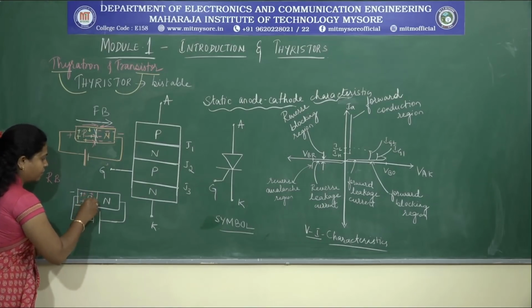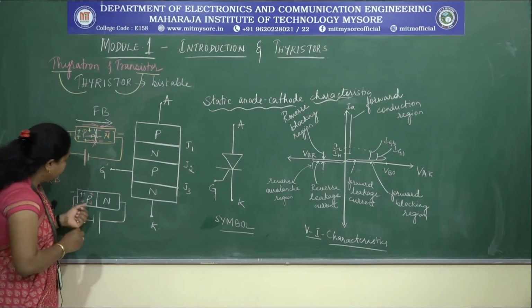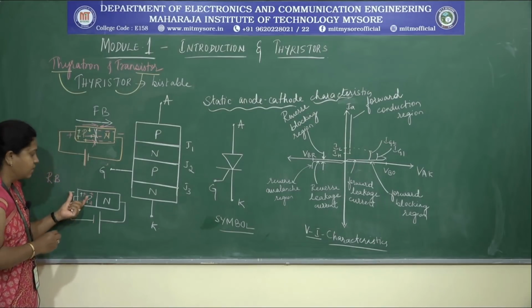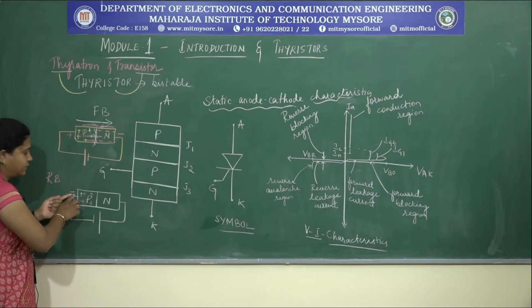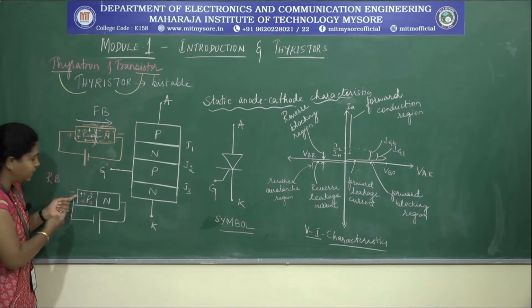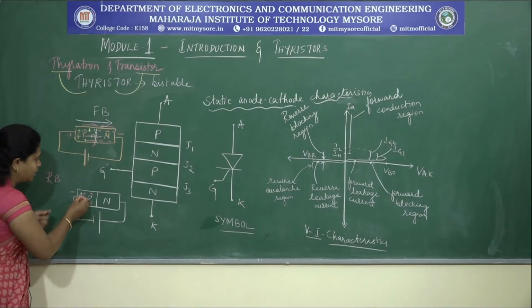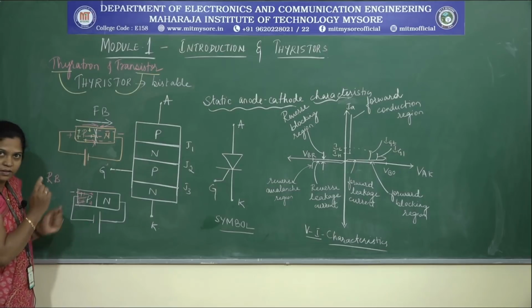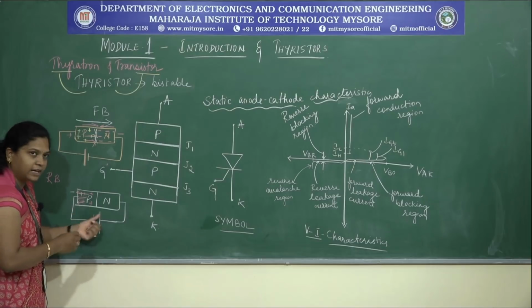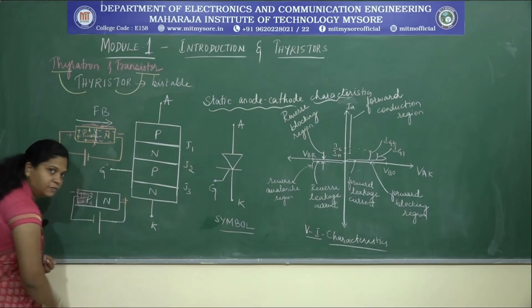So, an excess of holes is present in the P layer. What happens here? Unlike charges attract each other. Here you have a negative potential, and here you have a positive potential, so the holes move towards this. Similarly, on the other side, here you have a positive potential.